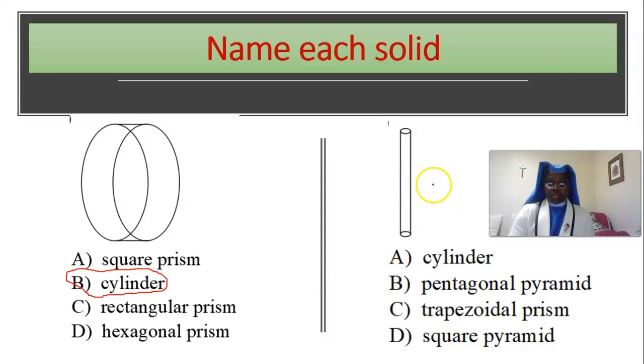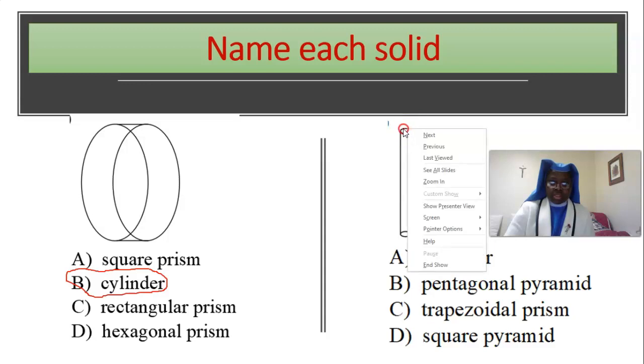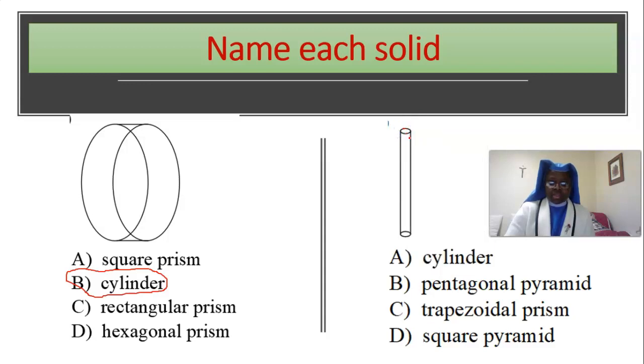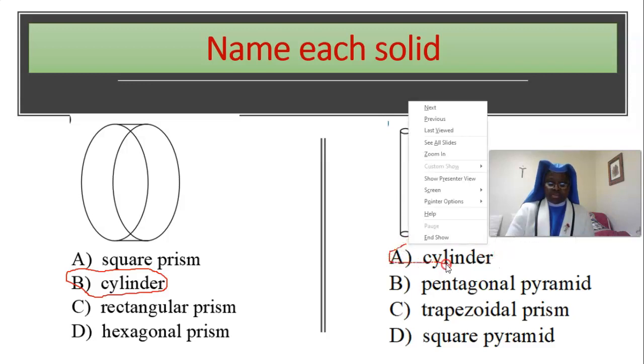All right, how about this one? Well, even though it's tall, it still doesn't have a vertex. It's not pointed. If we look at this, it still has a circular top and circular bottom. So it's not a cone. It is still a cylinder. Okay, still a cylinder.